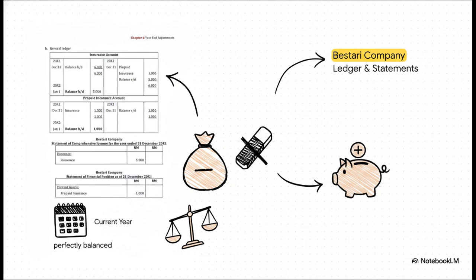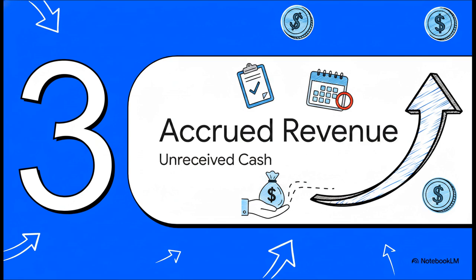To prevent overstating our costs, we deduct that RM1,000 from the insurance expense account by crediting it, which brings the expense down to the true RM5,000. Then, we safely park that RM1,000 debit under current assets on the statement of financial position. Perfectly balanced. All right, shifting gears to the revenue side.